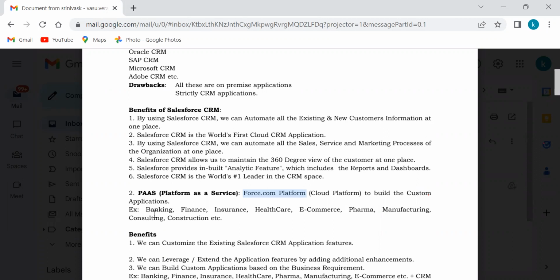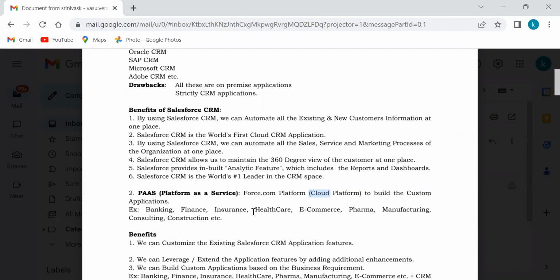For example, we can build applications for banking, finance, insurance, e-commerce, pharma, manufacturing, consulting, construction, automotive, or textile, whatever the type of industry may be. Once they provide the requirements, using this Force.com platform we can build the application using Salesforce and deliver the solution to them. This Force.com platform is a cloud platform, which means you need not install any software on your local system. It is a cloud platform provided by Salesforce to develop custom applications.